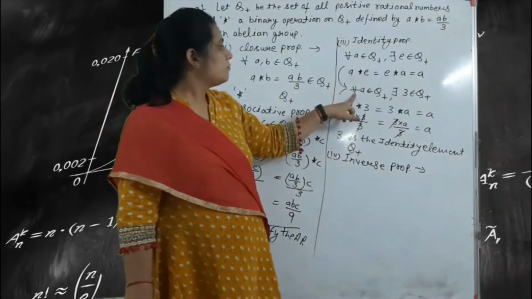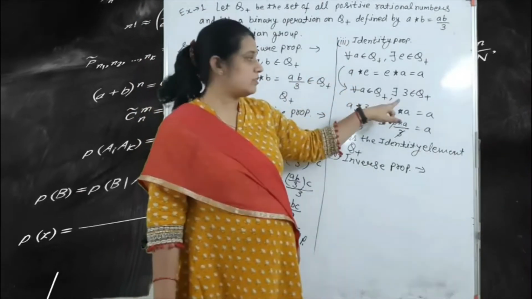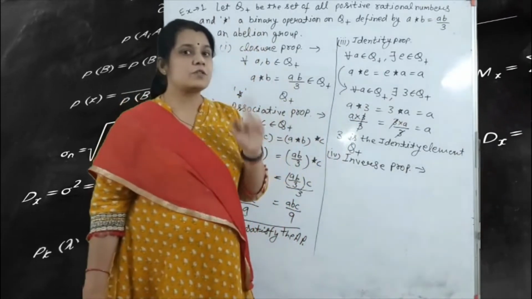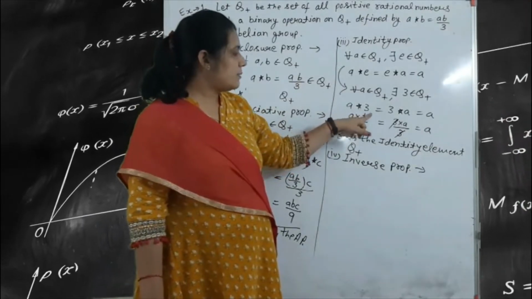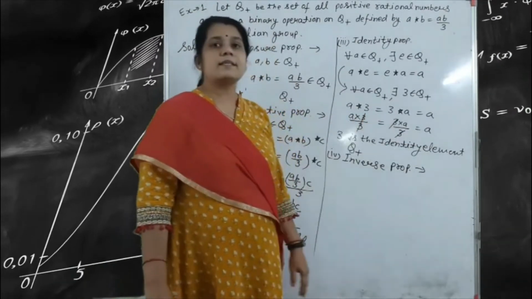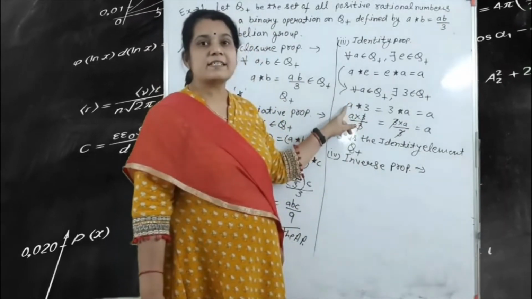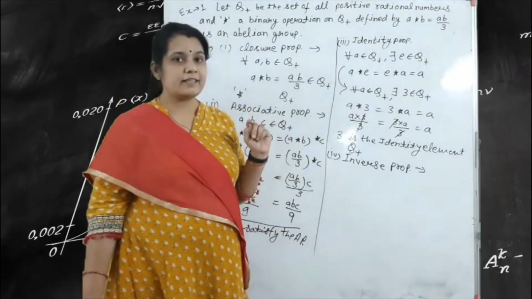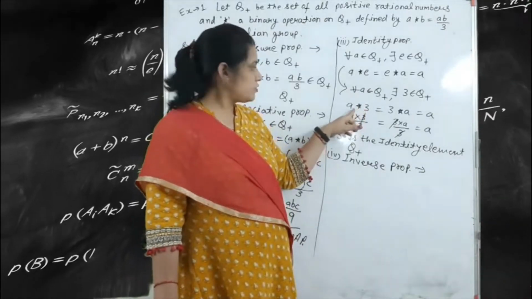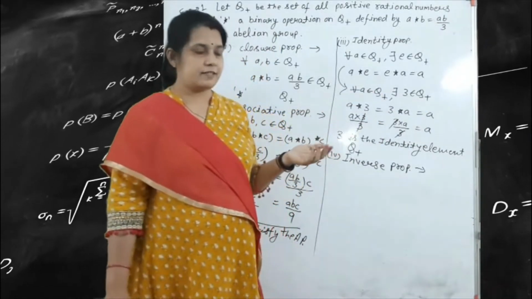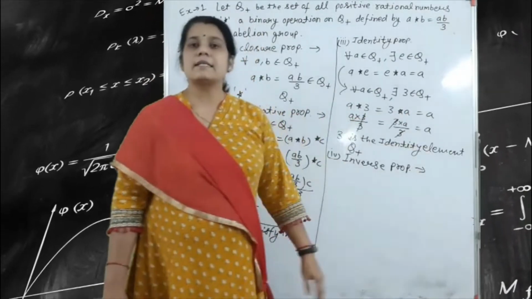Okay, so according to this term, we write here, for A belongs to Q plus, there exists 3 belongs to Q plus, because 3 also belongs to the positive rational numbers. So A star 3 is equal to 3 star A is equal to A. That means if we get the element itself, then we can say that 3 is an identity element, because according to the definition, if we operate with this identity element, we get the number itself or element itself.